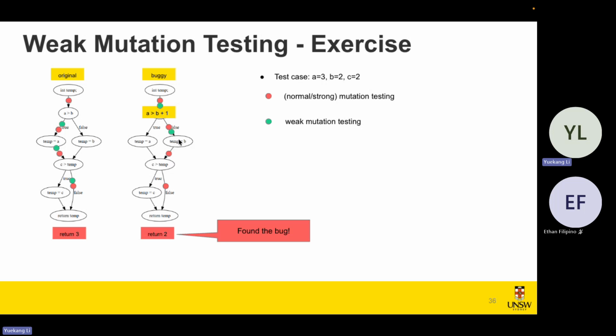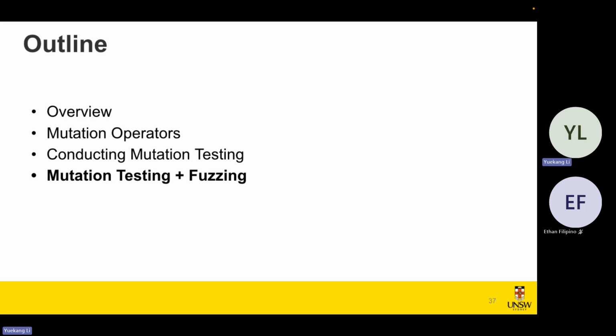But once we reach this line of code, temp equals B, we know that temp is assigned a value of 2 here. But in the original program, when we reach this state, temp is taking the value of 3. Then we know that there are some misalignments between the intermediate values of the two executions. So we can stop here and declare that we found the bug. This can help us reduce the number of executions. So this is weak mutation testing.